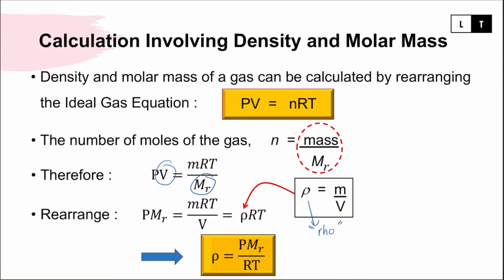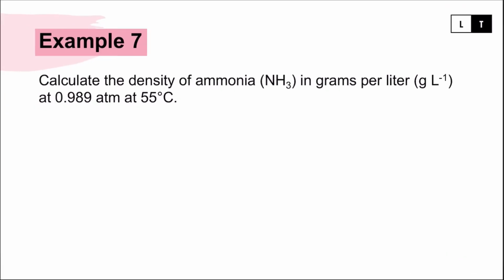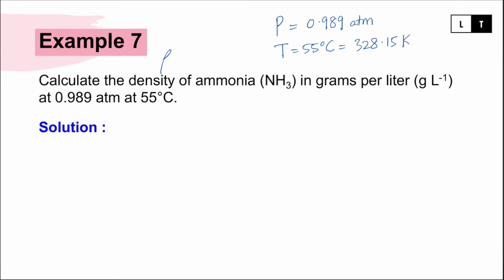So let's apply this formula into a few examples here. So I have example 7. I want you to find out the density of ammonia in grams per liter. So we want to find out the density. I will choose my symbol rho and keluarkan information. I have the pressure, so pressure is 0.989 atm. And after that, I have the temperature, which is 55 degrees Celsius. Saya terus convert, jangan lupa. So saya akan dapat 328.15 Kelvin.